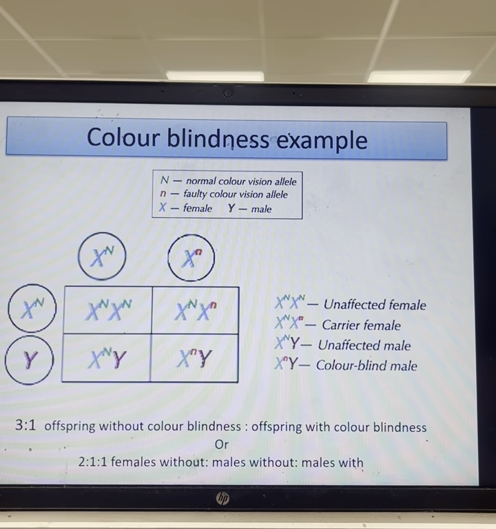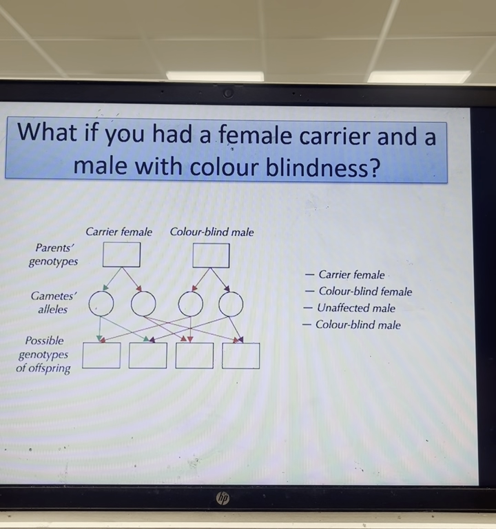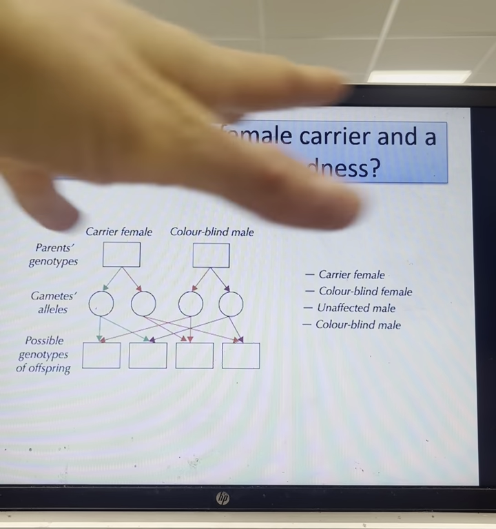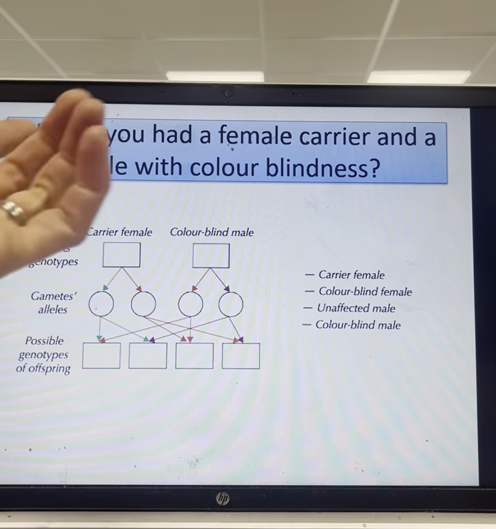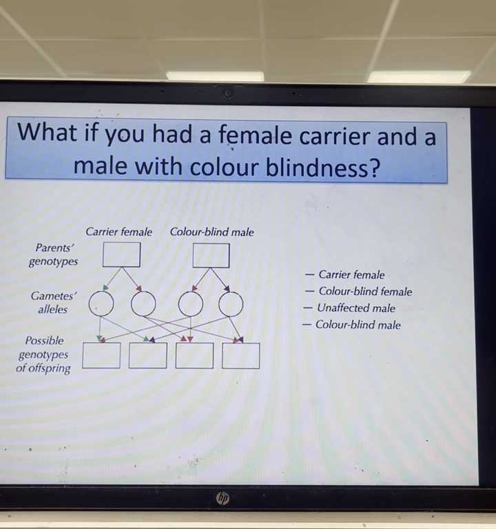So 2-to-1-to-1. If you had a female carrier and a male with colourblindness, again, when you're working through these, you should see, for those of you who weren't here yesterday, I've got homework that I'll give to you in a second. It asks you to go through all of these. In this question, they've said, oh, have they said? No, they didn't say.